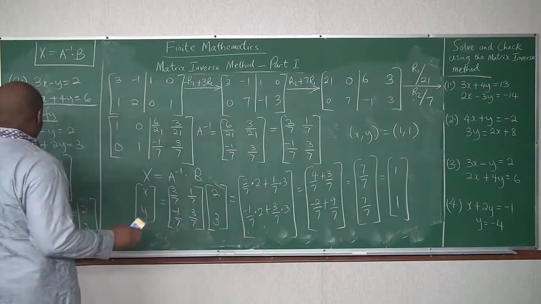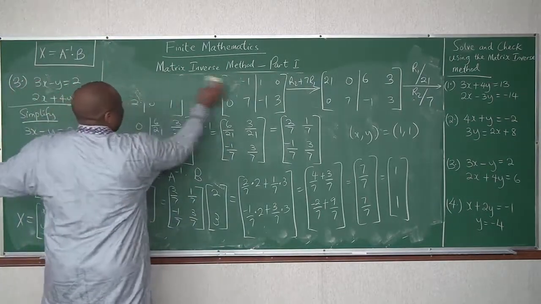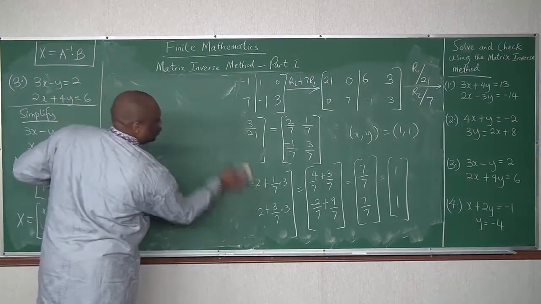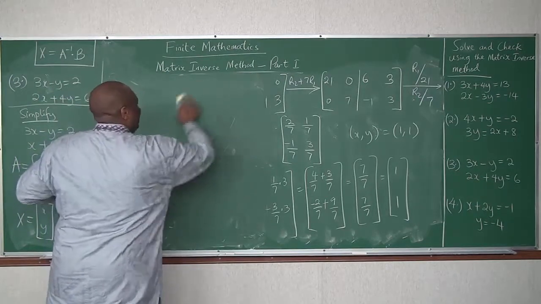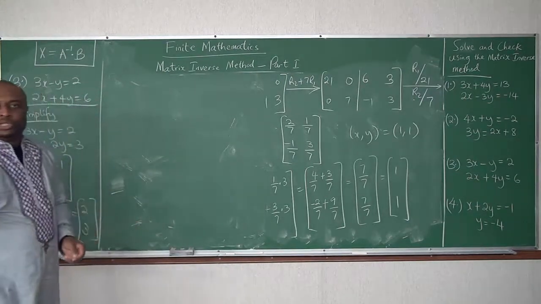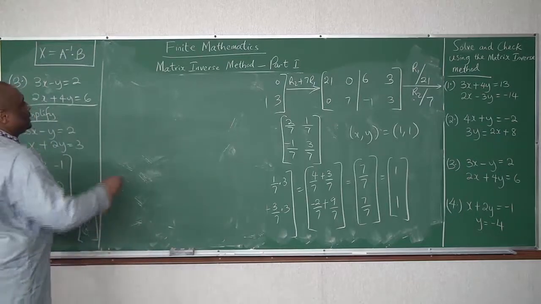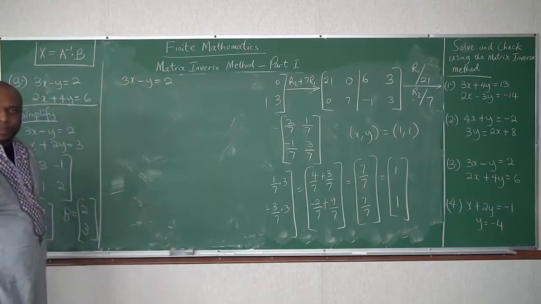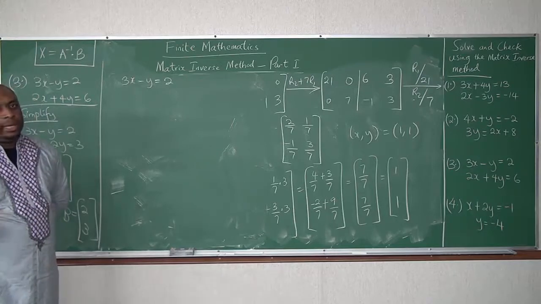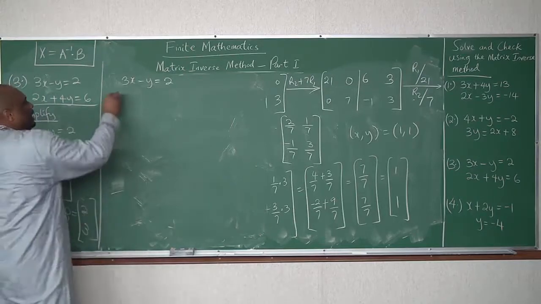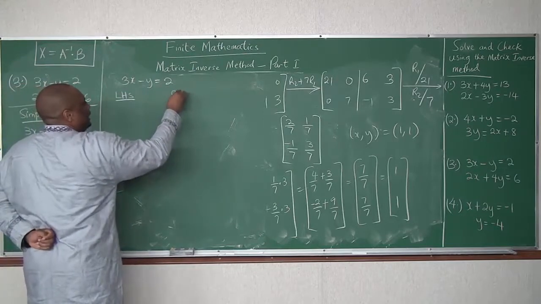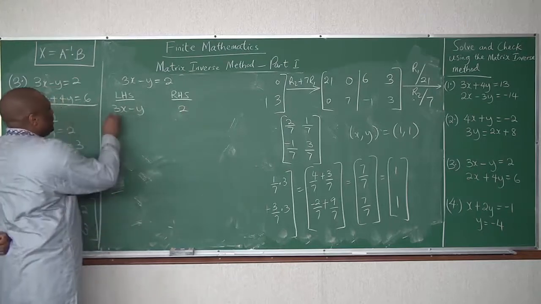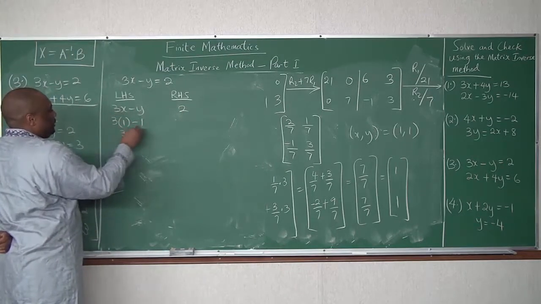Let's erase here so that we can have space to check. When we check, do we use the main equation or the modified equation? We have to use the main equation, which is this. So this will be 3x minus y is equal to 2, and it has to work for both of them. If it works for one, does not work for the other? No. So left-hand side, right-hand side. This is 3x minus y, and this is 2. This is 3 times 1 minus 1. 3 minus 1. 2, 2.